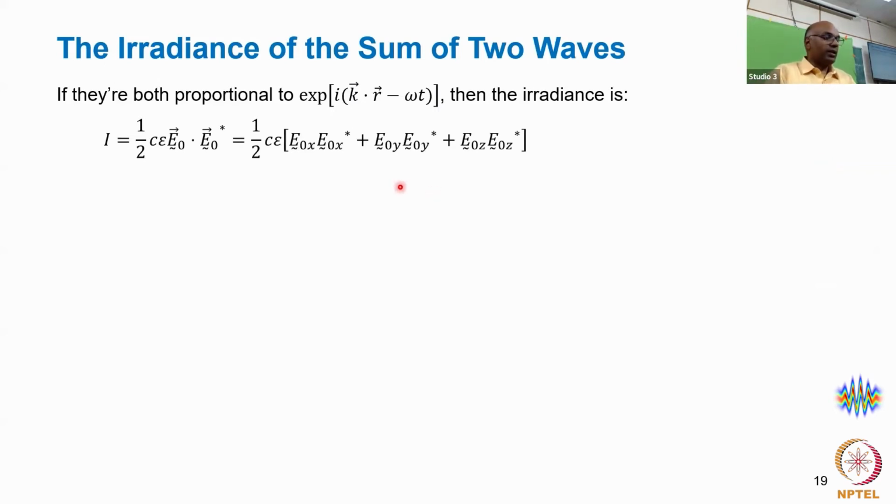in the earlier lecture. It is essentially the dot product of the electric field amplitude with itself. So E naught dot E naught star. So the irradiance of a wave, if both these waves are proportional to e to the i (k dot r minus omega t), then the irradiance is 1/2 c epsilon E naught dot E naught star. This is 1/2 c epsilon (E naught x star plus E naught y star plus E naught z star), right?